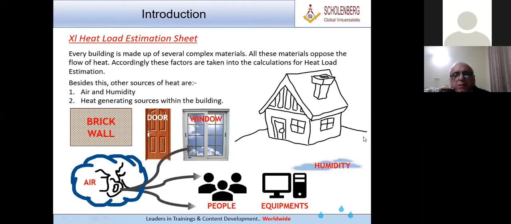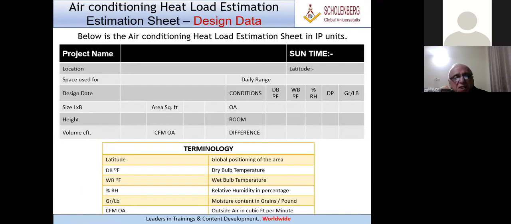Okay. So the next step, now this is that sheet. There is a complex nature. On every Excel sheet, and practically most Excel sheets, there is a table on the top: the location, the space, the date, the size of building, area, and CFMOA, which means CFM outside air. Then we've added a daily range and latitude, because the amount of heat entering the building depends on the location of the building on this planet, right?